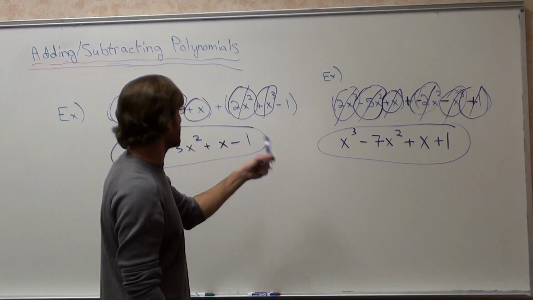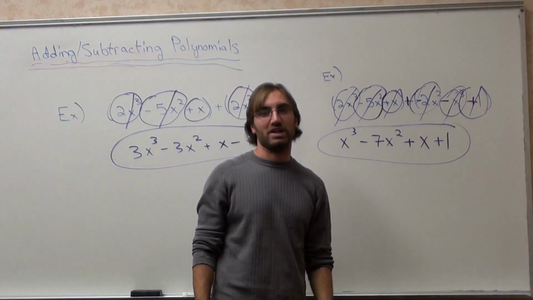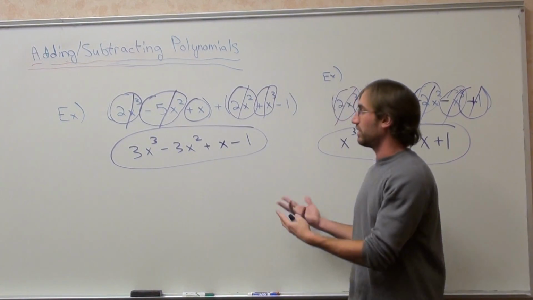They're different for the x cubes and the x squareds. The x's remained intact. That went from negative 1 to positive 1. So you can see it has a difference. I'll move out of your way so you can see this.